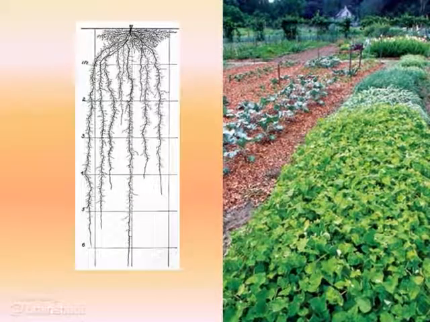Cover crop roots are often deep-rooted. The oat roots shown on the left are about 6 feet deep. On the right, you'll see a field planted with buckwheat. Other examples of cover crops that are often used are clovers, beans, and cereal grains.